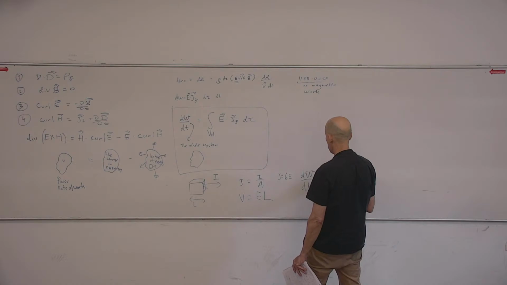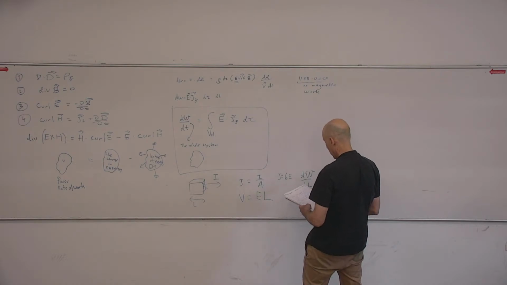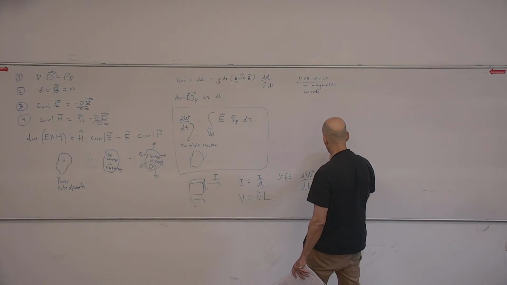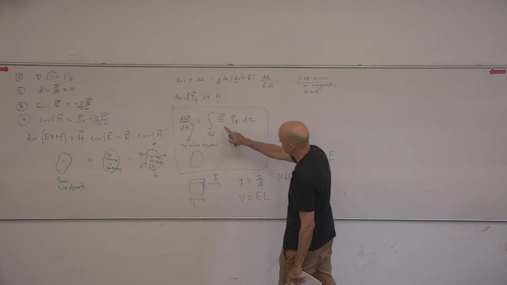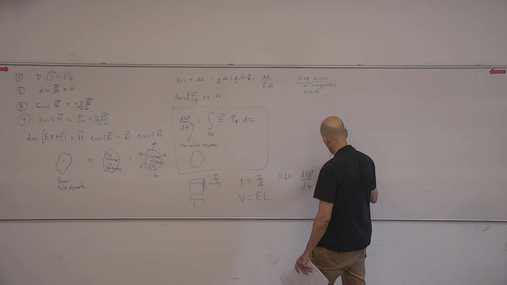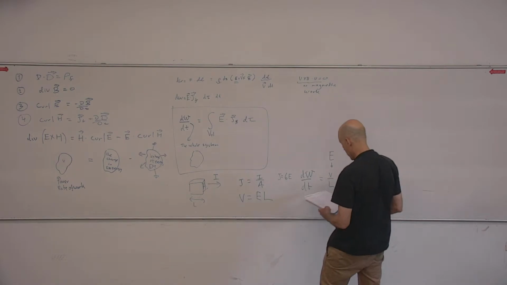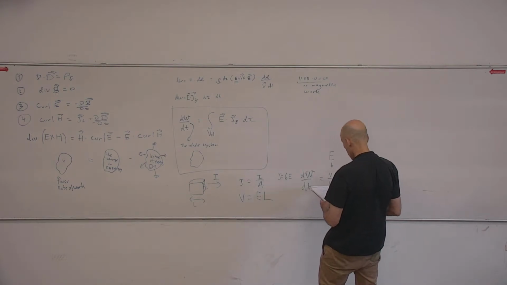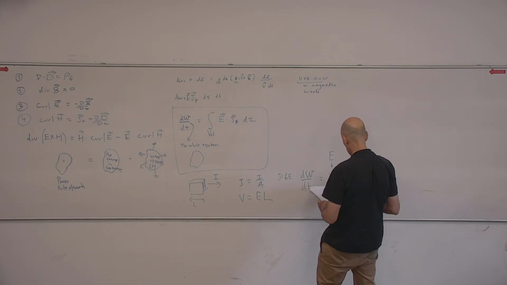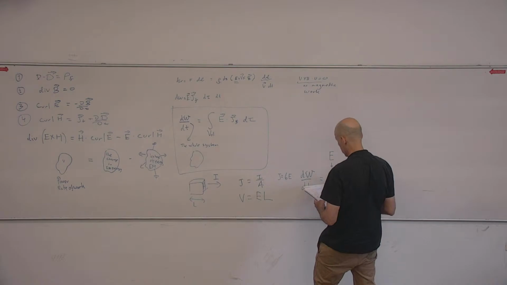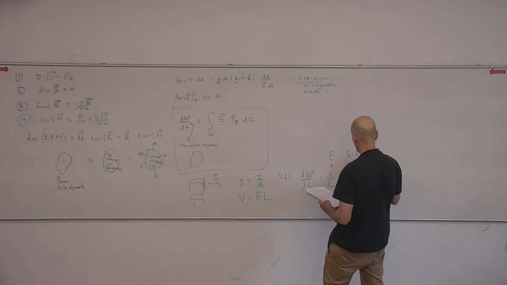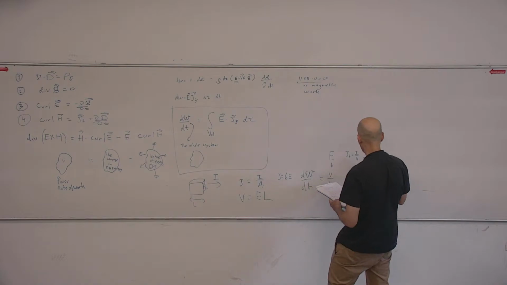So how do I want to write it? Let us write it like this. We have here E, and this E goes into V over L, right? And we have this JF, which is I over A. But what is I?